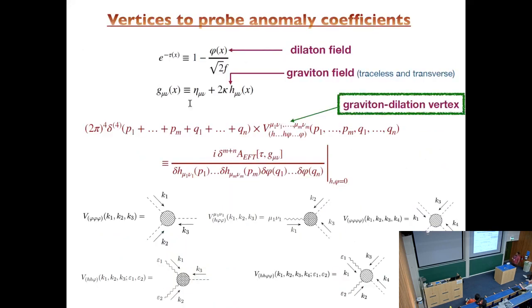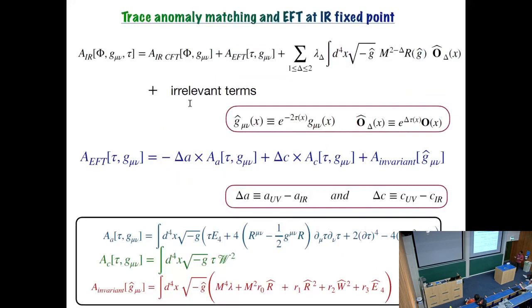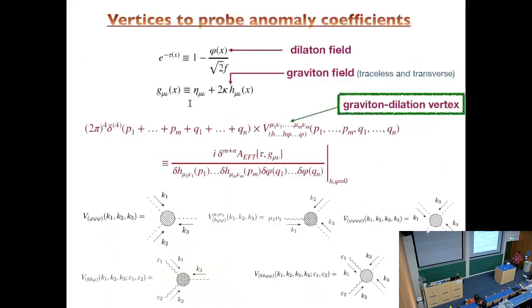Now we can start with this IR EFT action, or the IR action, and try to compute various vertices involving these background fields, which I am calling the dilaton and the graviton, and see how they depend on the various Wilson coefficients, as well as the change of the trace anomaly coefficients, which I am denoting by delta a and delta c, which are the difference of the UV CFT A anomaly and IR CFT A anomaly, and similarly the UV CFT C anomaly and IR CFT C anomaly coefficients.